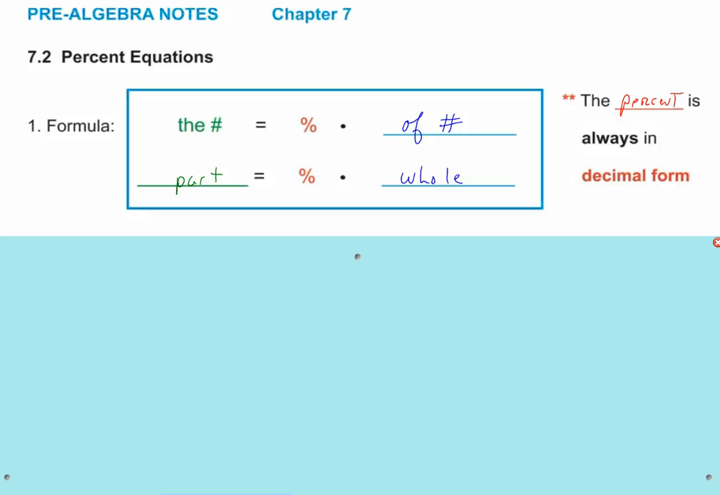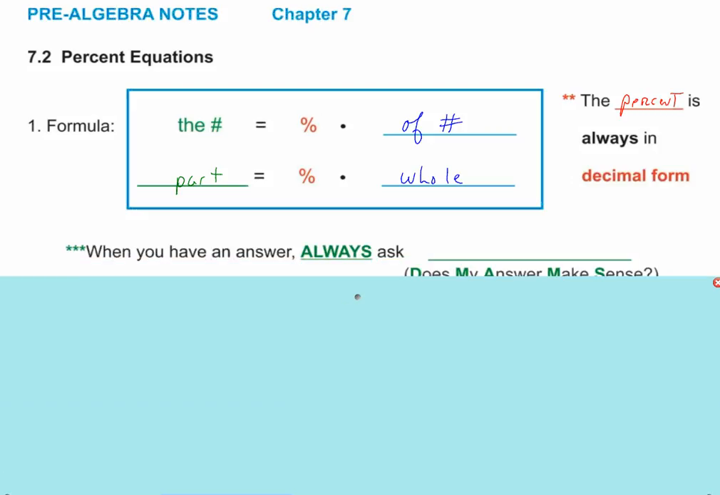When I look at homework tomorrow, guess what I'm going to see? Some people with their percent not in decimal form. And they're like, I don't know why I got it wrong. I'm like, yeah, because I told you the percent has to be in decimal form. So that's key. Can't forget that. That is really, really important.